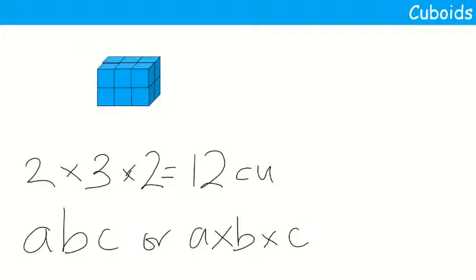The surface area of a solid object is the sum of the areas of all its surfaces, measured in square units. The cuboid here has 4 surfaces with areas of 6 square units and 2 with areas of 4 square units, giving a total surface area of 32 square units.